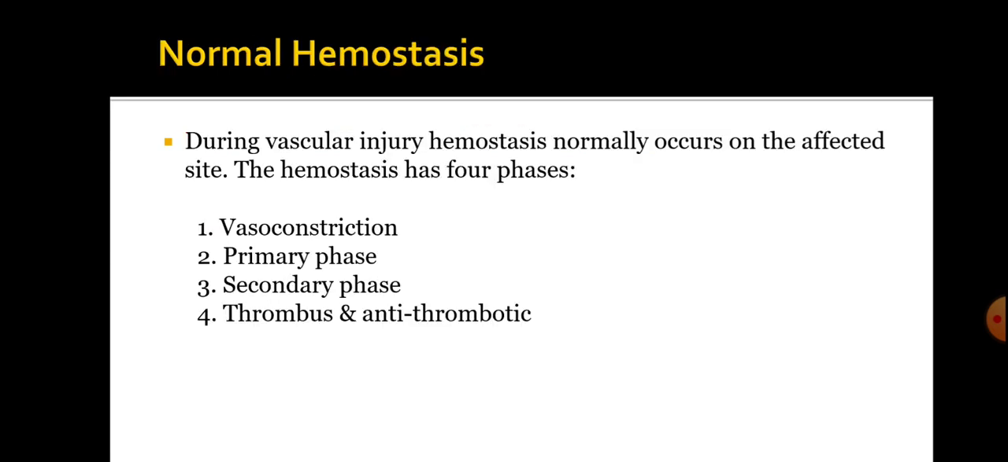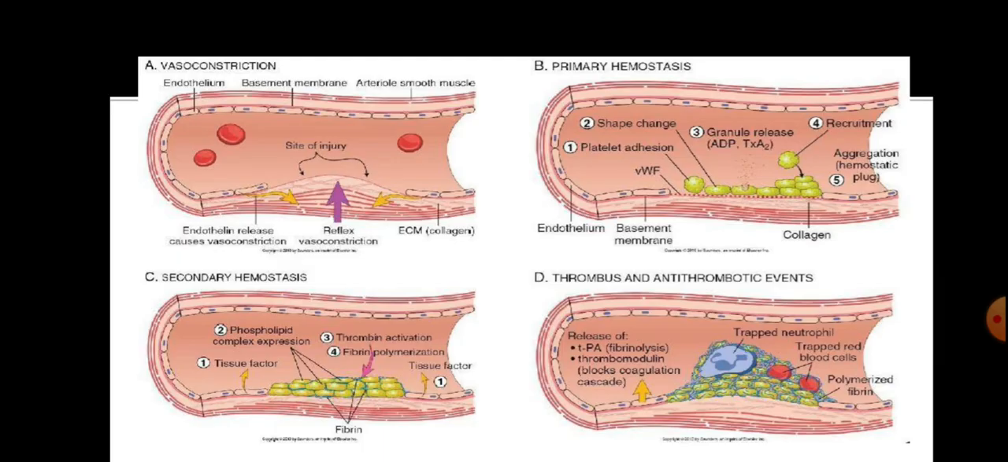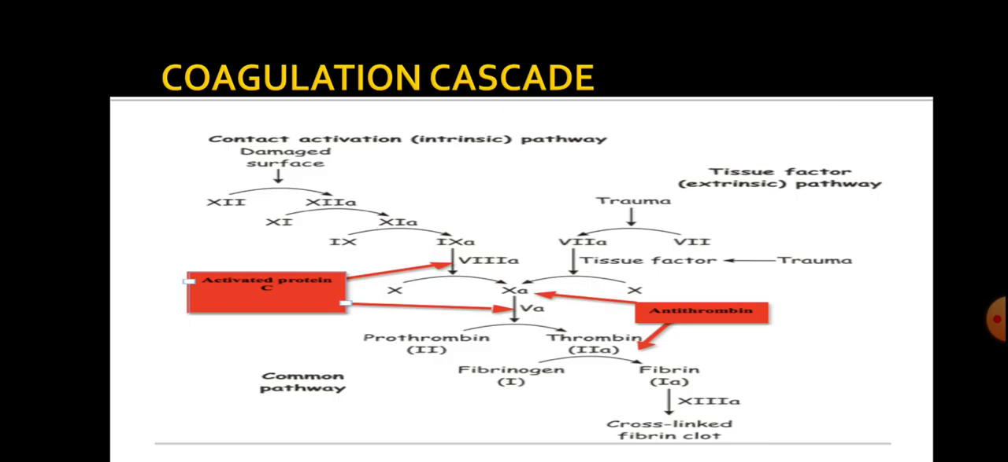Coming to the physiological aspect, the normal hemostasis explained here includes 4 phases: the vasoconstriction phase, primary phase, secondary phase, and thrombotic and antithrombotic phase. This is the pictorial representation of normal hemostasis. This is the pictorial representation of the coagulation cascade, which includes the extrinsic and intrinsic pathways. Both meet at the common pathway, which results in formation of the stable cross-linked fibrin clot.